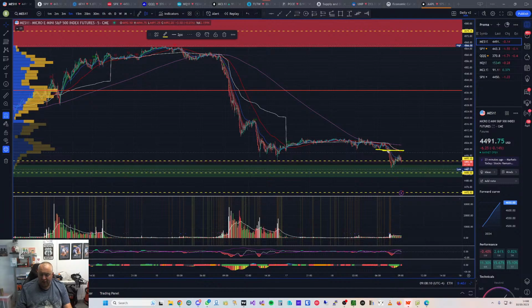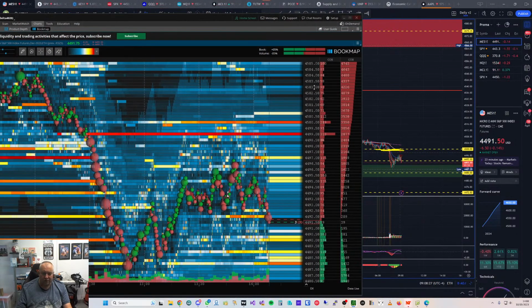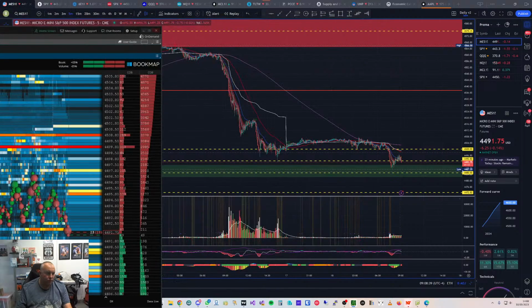Still valid up here. If we're coming up to this area, we could potentially see a rejection, so I'm going to add 4,500 as a level as well, and that's purely because of seeing that we got quite a lot of volume up there. And we just saw on this Bookmap, you can see we've got sellers all around this area, and 4,500 is a round number.